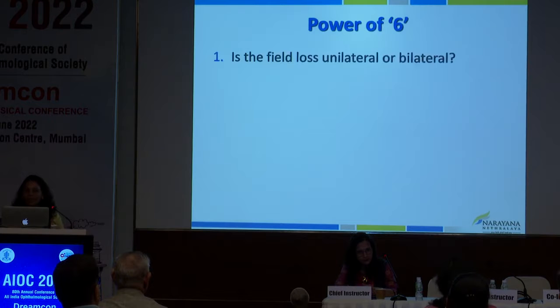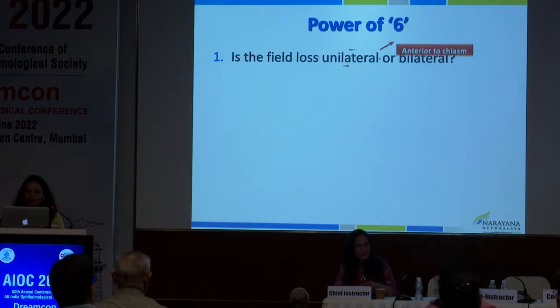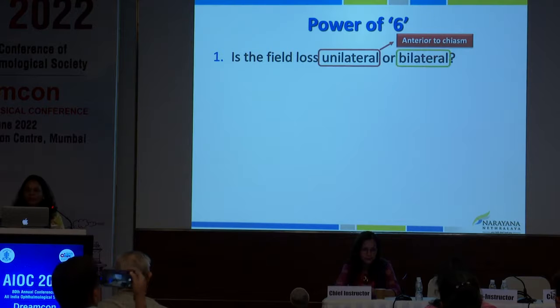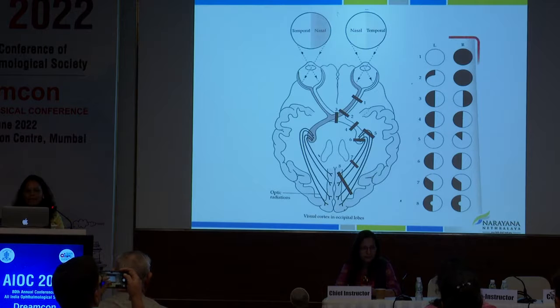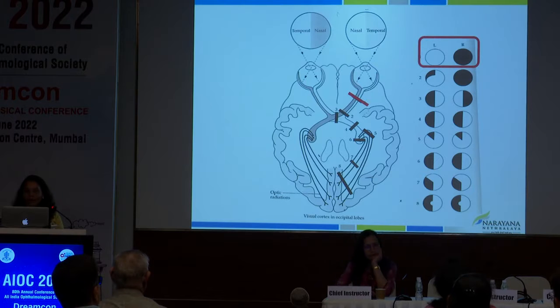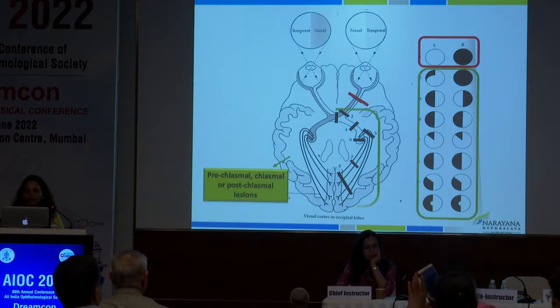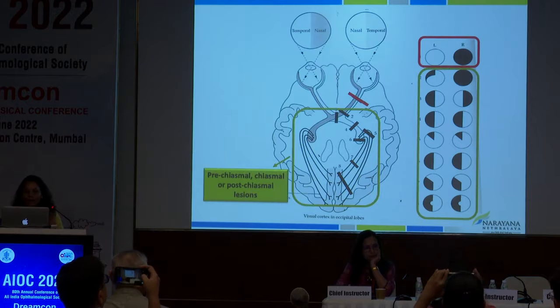Six questions: is the field loss... These 6 questions I'll take you through, and every time you evaluate them, look at these 6 questions. Is the field loss unilateral or bilateral? Because if it's unilateral, it's anterior to the chiasma, and if bilateral, it goes behind. For example, note here, if you're looking at these fields, which is anterior, you will only find one eye involvement. And if you go beyond the chiasma or at it, as you can see here, you will find bilateral visual field involvement. So look at both the fields.